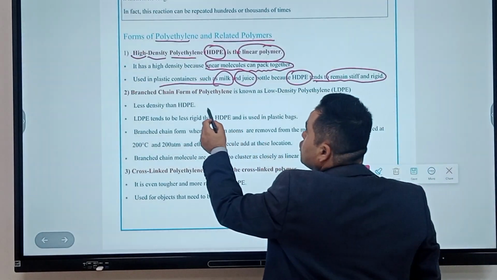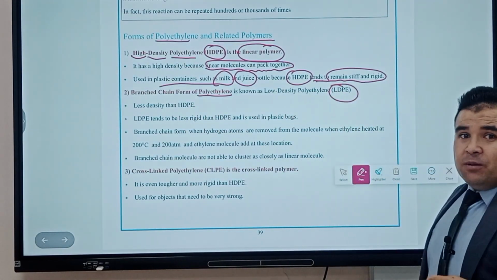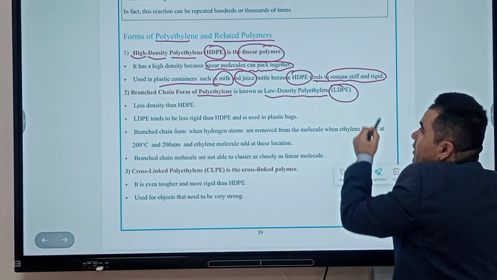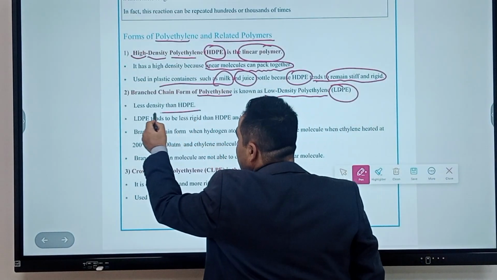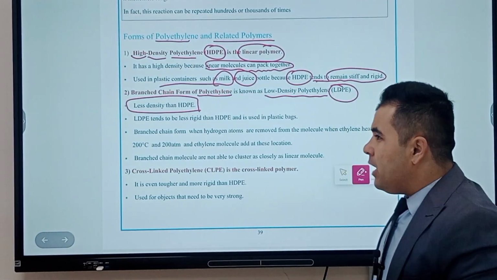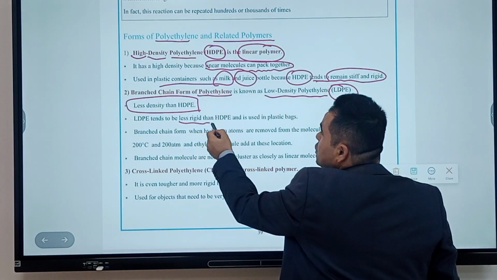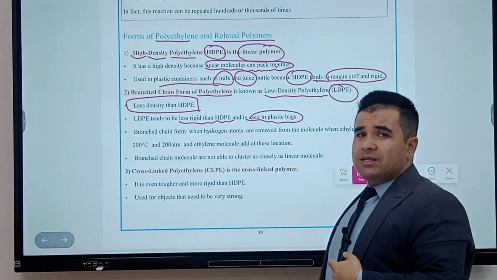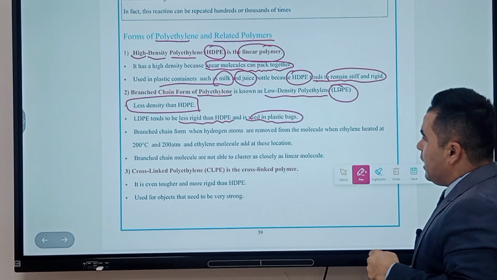The other one is the branched chain form of polyethylene, which is known as LDPE. LDPE is the low density polyethylene. In terms of density, it is less dense than HDPE, high density polyethylene. LDPE tends to be less rigid than HDPE and is used in plastic bags, instead of being used as bottles to store water or other compounds.